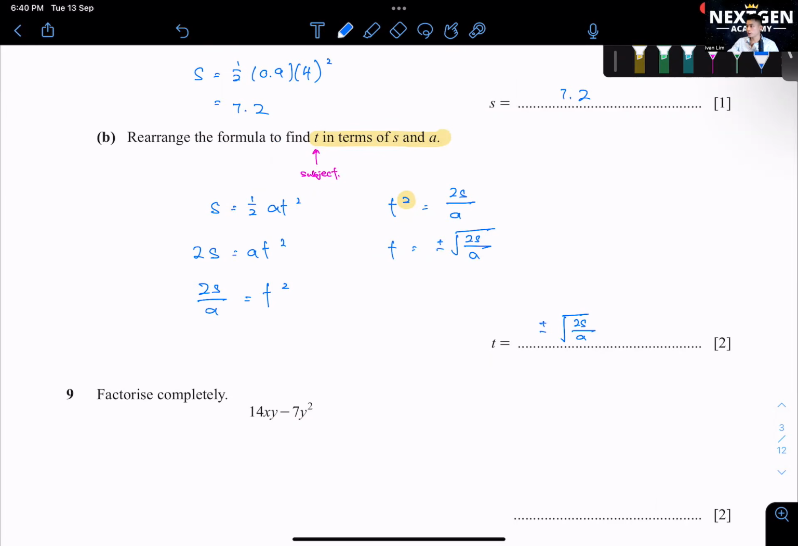Any questions so far? All good? I think the first few questions are pretty easy. Until the later part only, you will see it's a little bit harder.